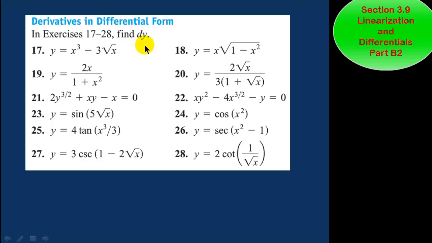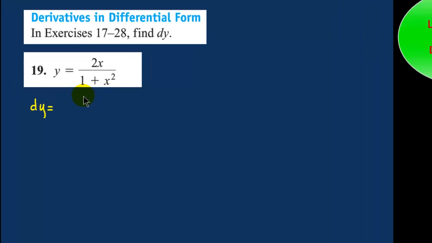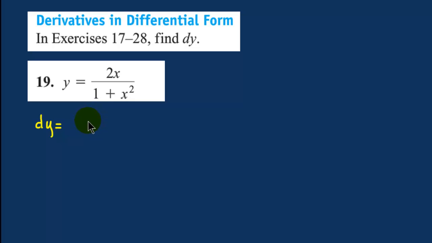Let's look at the derivatives in differential form. Find dy in these following problems. Suppose we work on number 19. To get dy, we just differentiate the right-hand side and then we multiply by dx. So what is the derivative of 2x all over 1 plus x squared? This is just using the quotient rule.